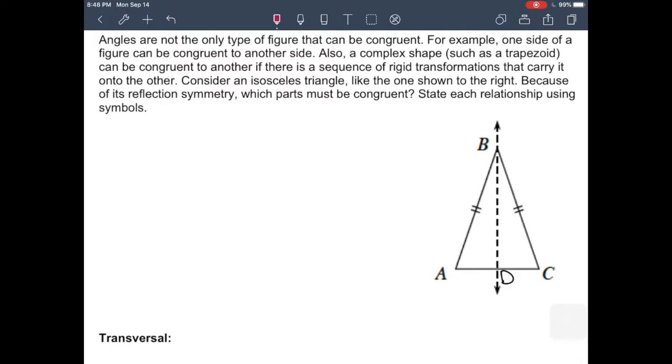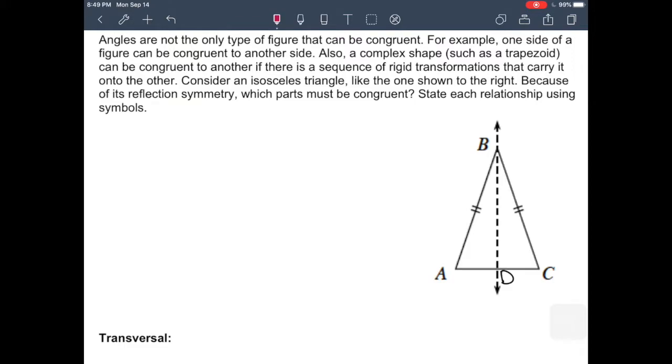So it says angles are not the only type of figure that can be congruent. For example, one side of a figure can be congruent to another. Also, a complex shape, such as a trapezoid, can be congruent to another if there is a sequence of rigid transformations that carry it onto the other. So like reflection, rotation, translation, all of those things are going to keep the same shape and size. It's just going to move it somewhere else.